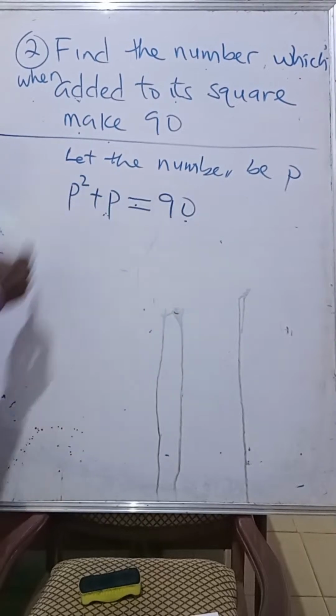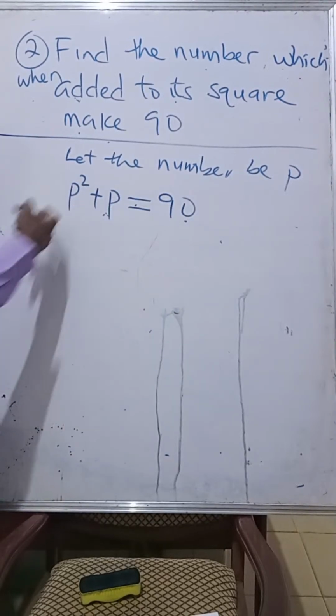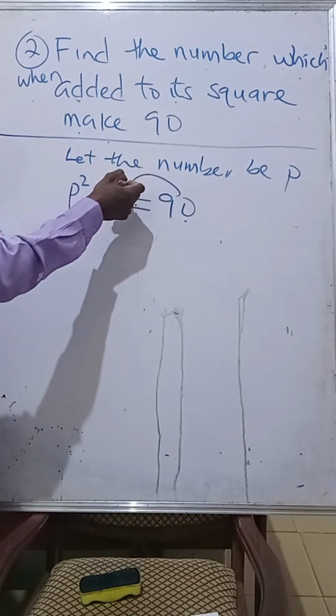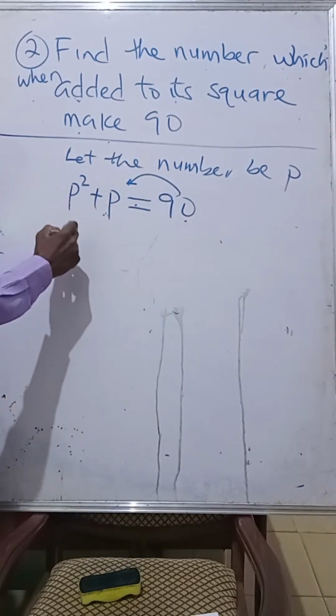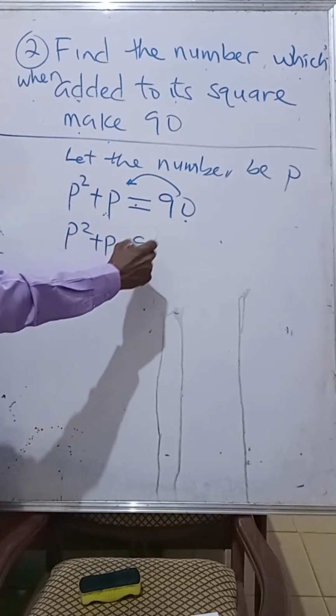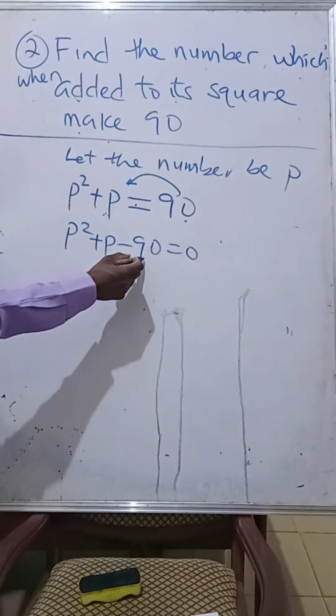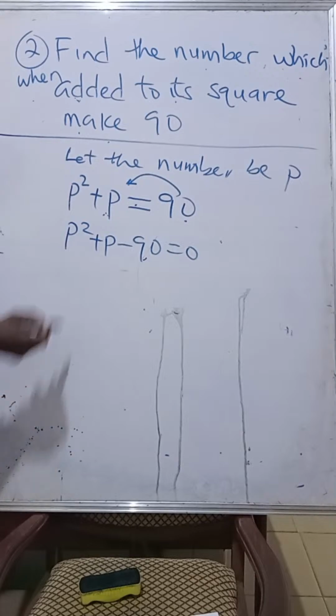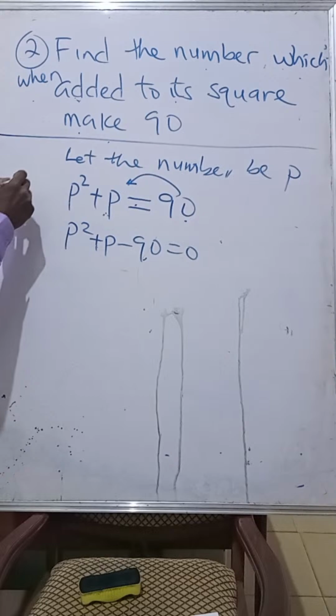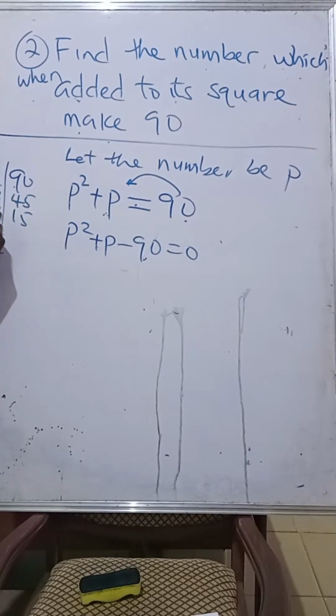So this is the expression. Then you can move this 90 to the left side. Then we have P squared plus P minus 90 equal to 0. Then what we need to do now is to find the two factors of 90 that can give us that plus 1. So let's check that. 90. 2 in 90, that's 45. 3 in 45, that's 15. 3 in 15, that's 5. And 5 in 5, that's 1.